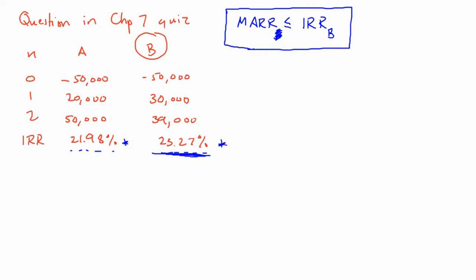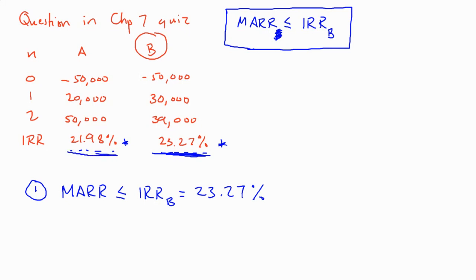So this is my first condition, and I'll write down the condition with numbers, maybe at the bottom. My first condition is that the MAR value has to be less than or equal to the IRR of B, which is equal to 23.27%. So I have an upper bound on the possible values of MAR. Does the MAR have to be less than the IRR of A as well? Why or why not?